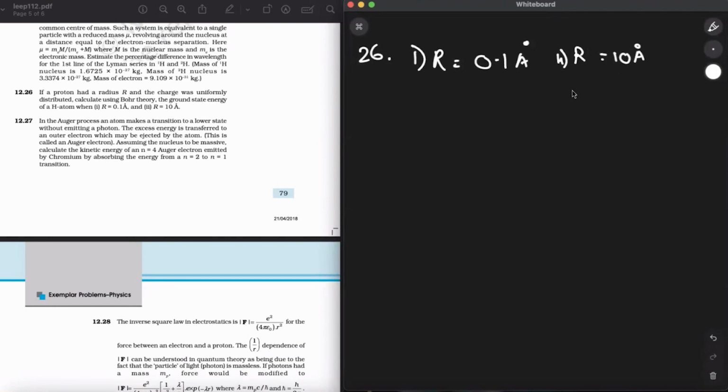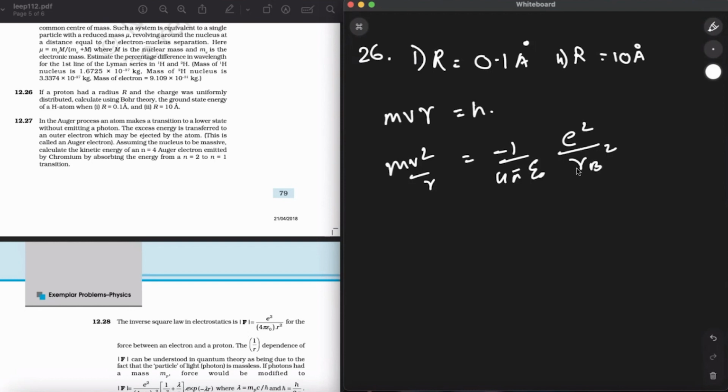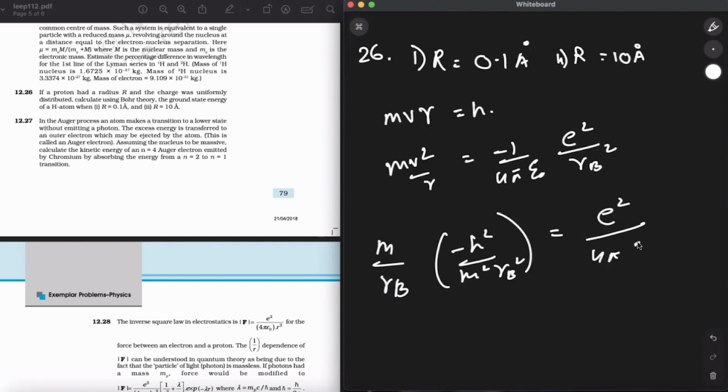In an H atom in ground state, the electron revolves around the point-sized proton in a circular orbit of Bohr's radius. So we already know that mvr should be an integral multiple of h, and mv squared by r, I can write as minus 1 upon 4 pi epsilon naught, e squared upon radius rb squared. So m upon rb, minus h squared upon m squared rb cubed, is equal to e squared upon 4 pi epsilon naught rb squared.